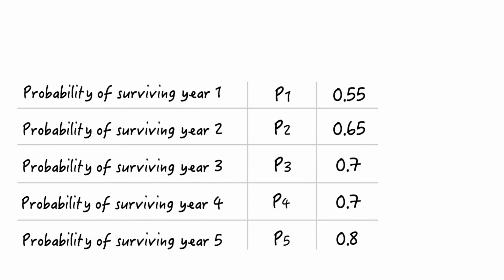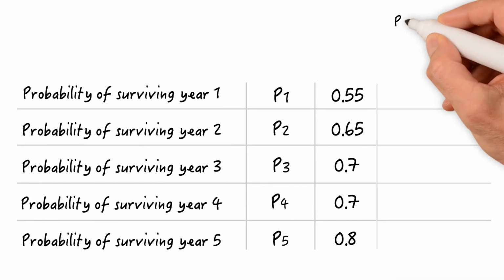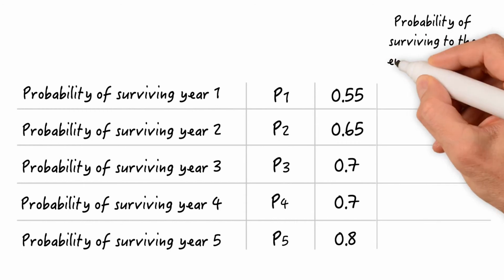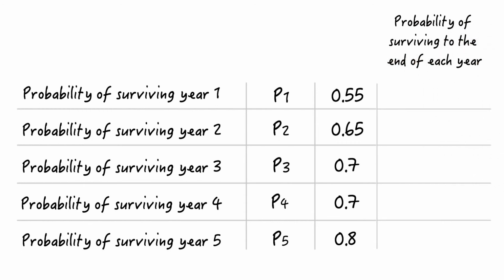Now let's look at the data slightly differently. What's the probability of surviving to the end of each year for someone who joins the study? Let's start with year 1. What's the probability of surviving to the end of year 1 for someone who joins the study? Well, that's the same as surviving year 1, so 0.55.